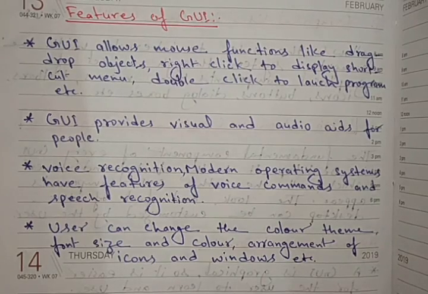The next picture is customization. Users can change the color theme, font size and color, arrangement of icons and windows, look of the desktop according to their preferences. These are some features of the graphical user interface.